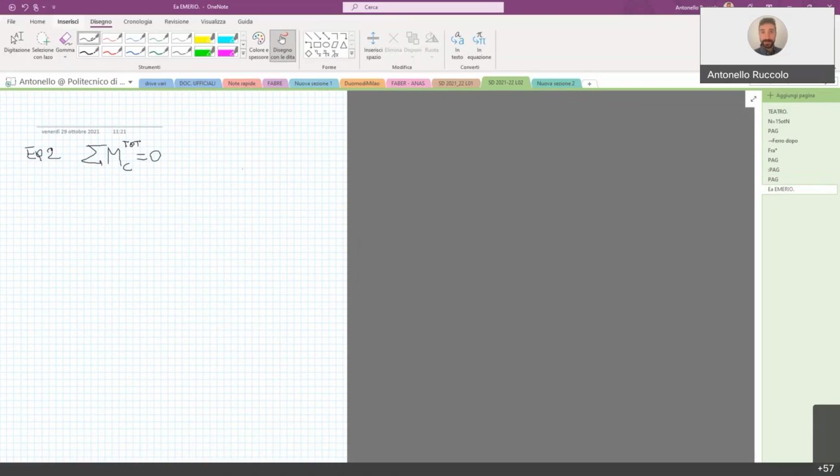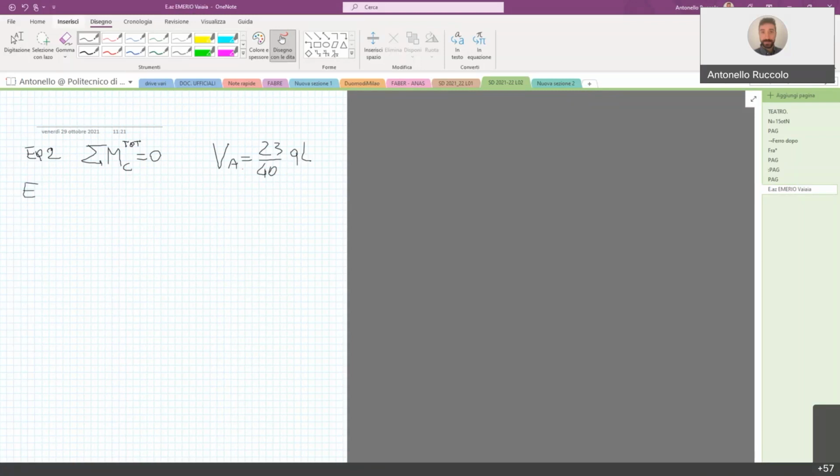I will not write all the equations because it's quite long and it's not interesting, but the solution is VA. You can check it, just working on your notes. 23/40 QL.